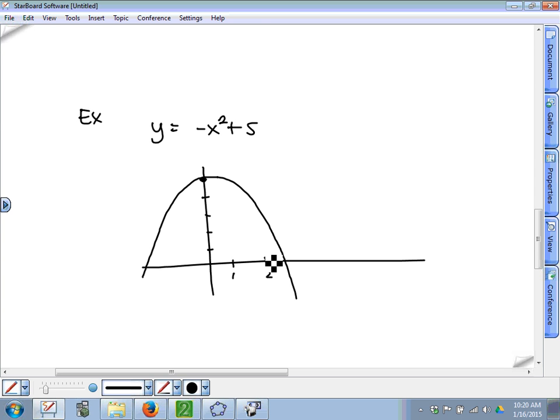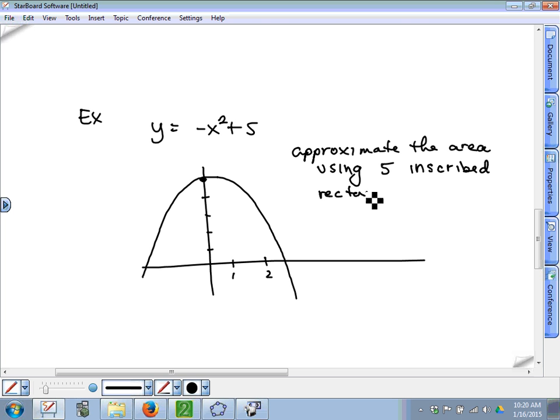Now, we're going to approximate the area using 5 rectangles. Actually, I'm going to be more specific. I'm going to use a word here that you might know. Inscribed. Hopefully you know that word. Maybe I should have explained it with that picture. What do you think inscribed rectangles means? The ones inside, right. The ones outside are called circumscribed. So you're either going to find the area using inscribed rectangles or circumscribed rectangles.